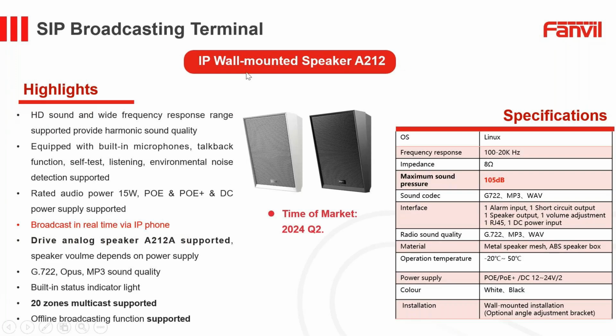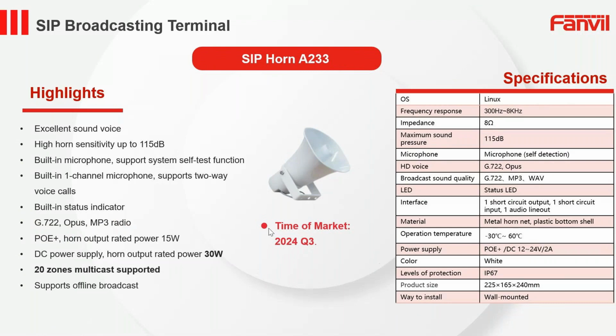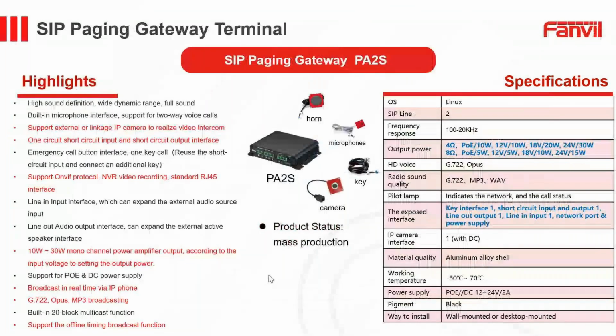And this one is the wall mounted speaker. It can support 105 decibel sound pressure, which means it has 1 meter pickup distance. And the SIP home support 115 decibel sound pressure. It will be available in December. PA2S can support the working temperature between minus 30 degrees Celsius to 70 degrees Celsius.